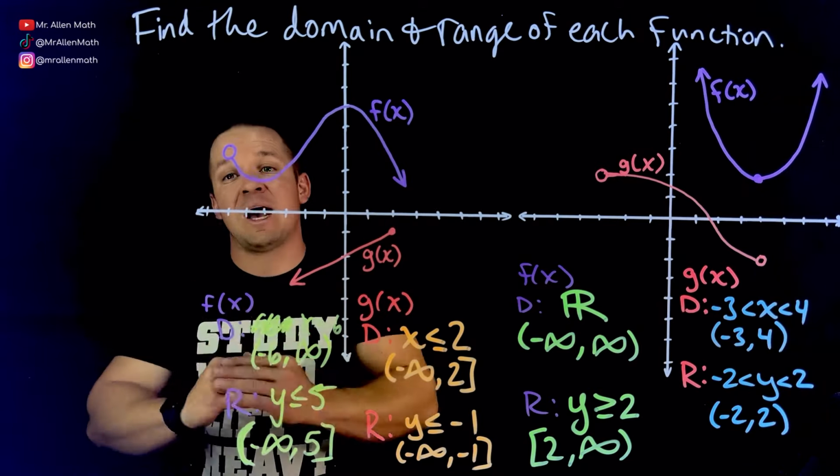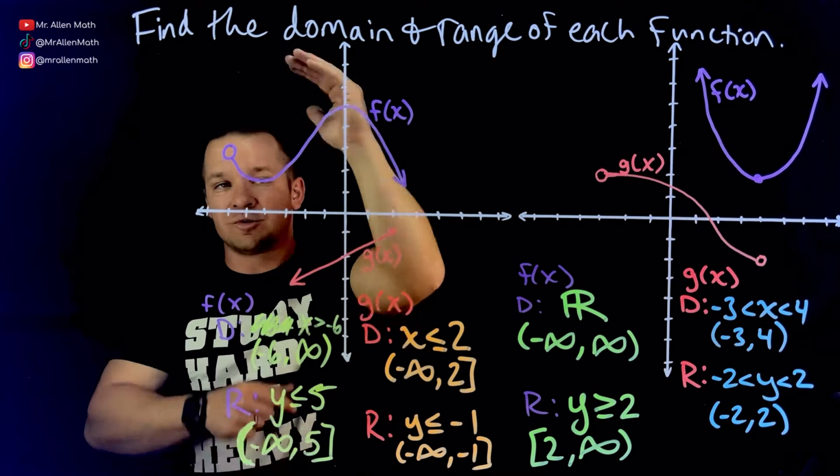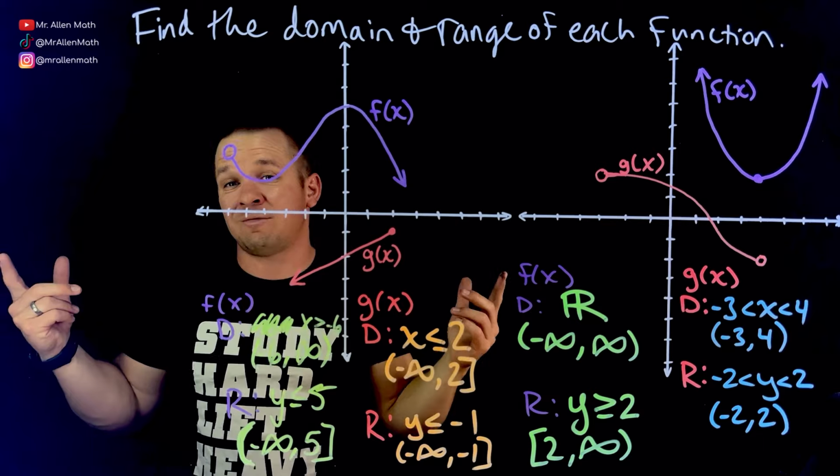And then range is up and down. Does it ever stop going up or does it have a high point? Does it ever stop going down or does it have a low point? Those are going to be your key points. Otherwise, you're dealing with infinities if it never stops.